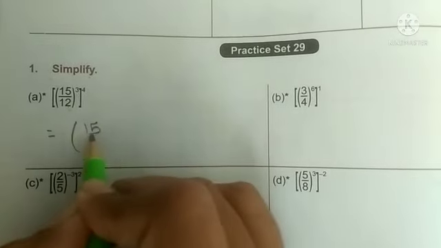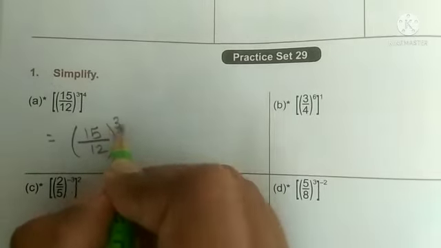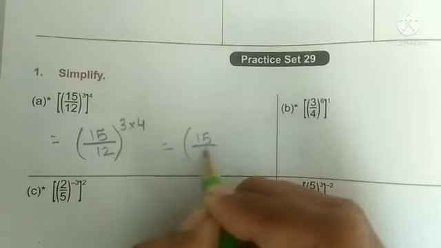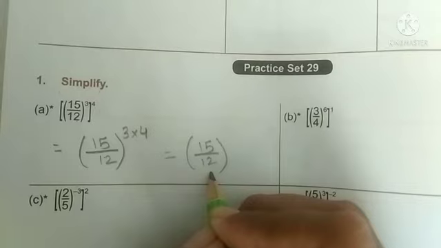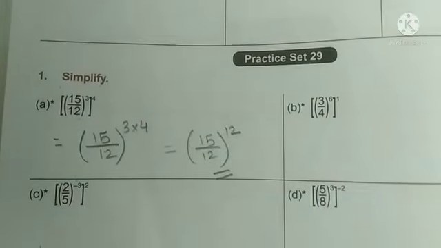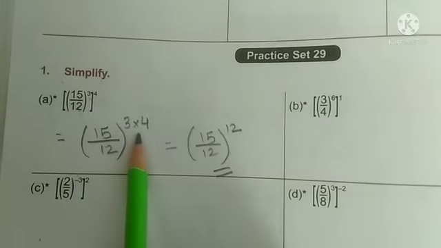Your base is 15 upon 12. Clear? So 3 multiplied by 4. What will you get over here? Your base will remain as it is. Clear? Your base will be the same. So 3 4s are 12. Clear? Like this you have to do. So whenever one base and two indices are given, you have to multiply those indices.